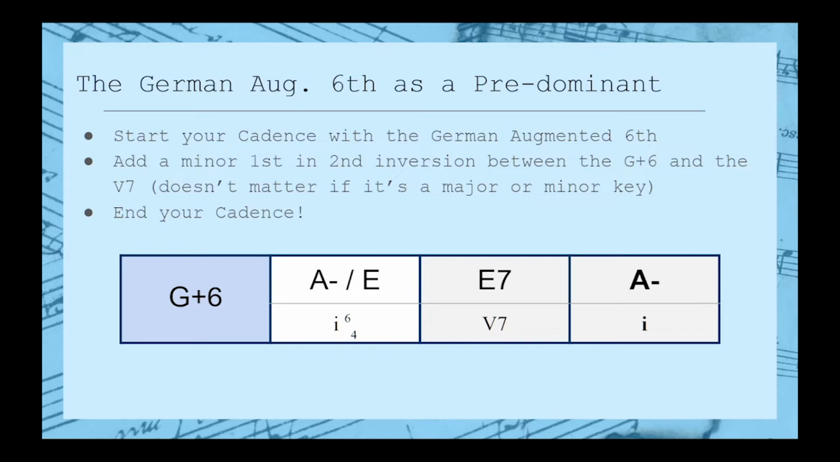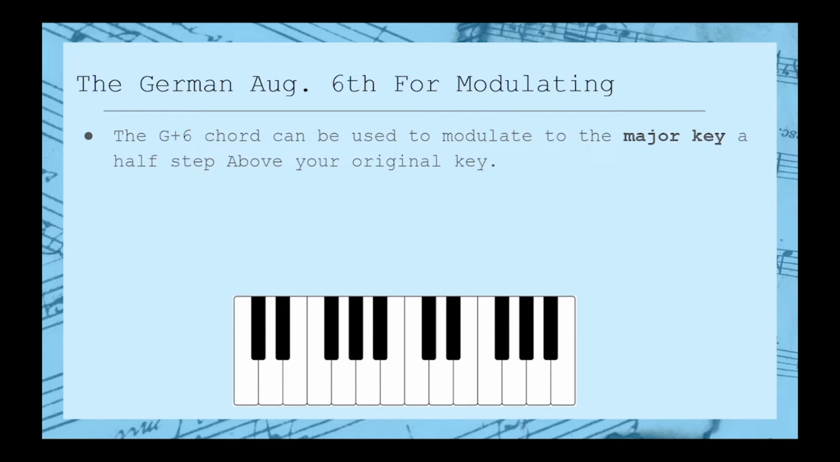Now, the second option is, in my opinion, much more useful. You can use the German Augmented sixth chord to modulate to the major key a 1/2 step above your original key. For example, let's say that we're writing a piece in the key of C major. The note a 1/2 step above C is D flat. So the major key a 1/2 step above C major is D flat major.